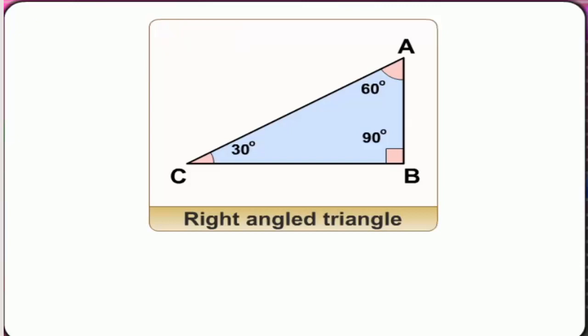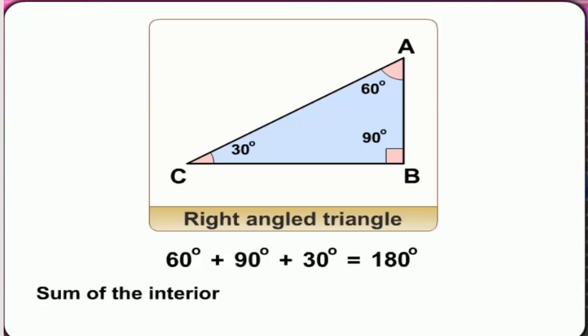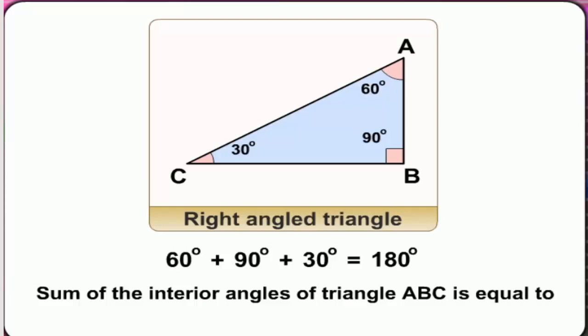Now, let us add the value of all the angles, angle A, angle B, and angle C of the triangle ABC. When we add 60 degrees, 90 degrees, and 30 degrees, we get 180 degrees. That means the sum of the interior angles of triangle ABC is equal to 180 degrees.